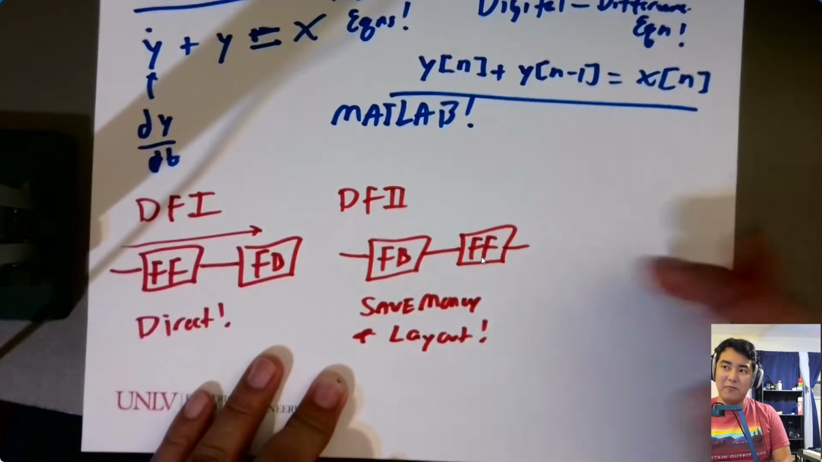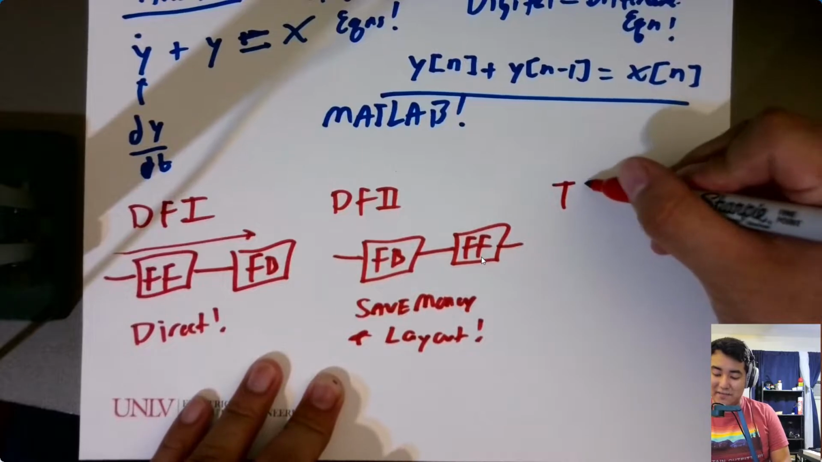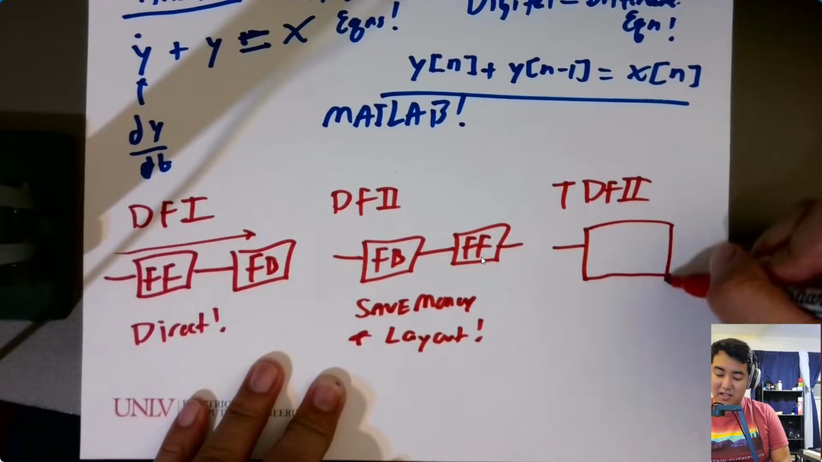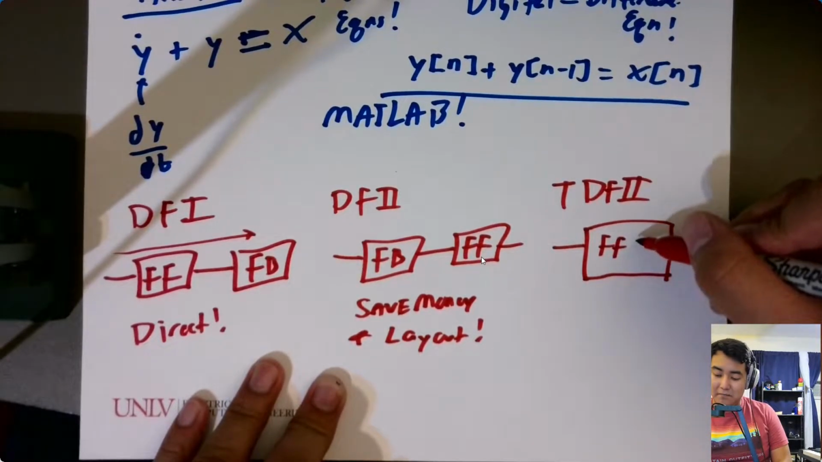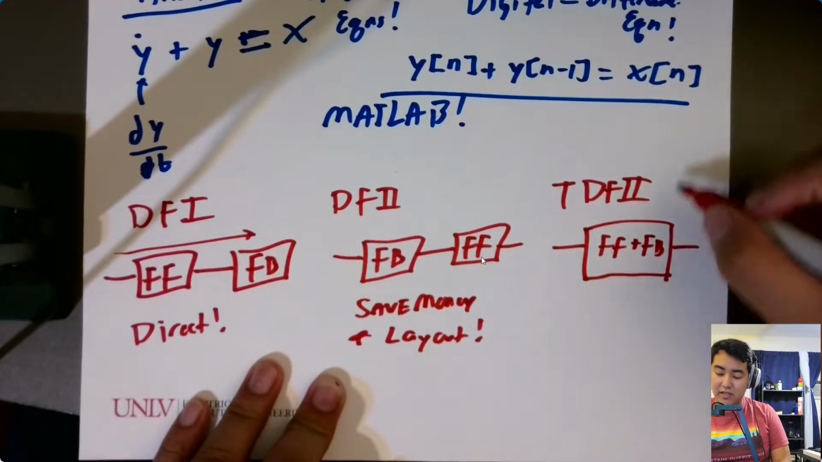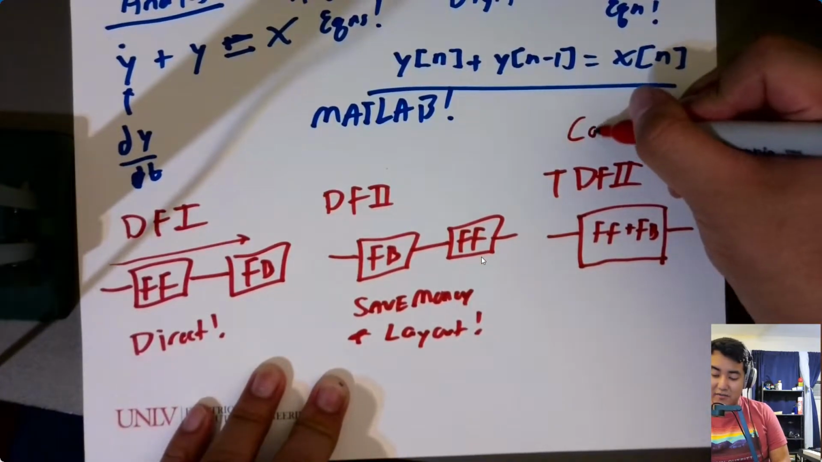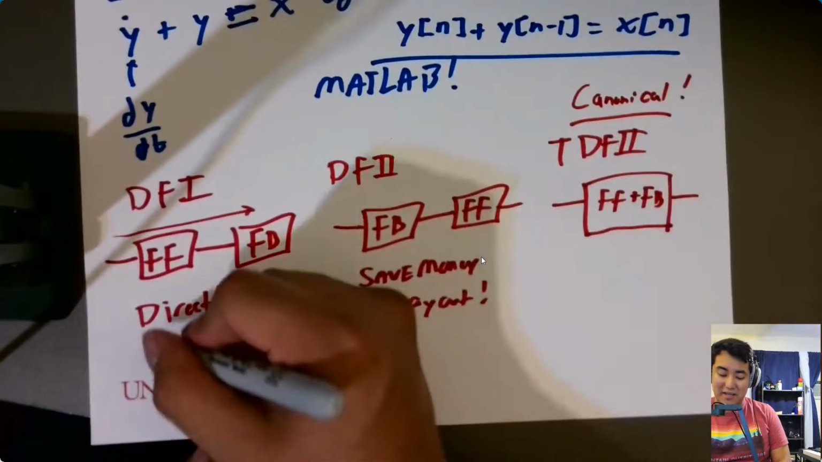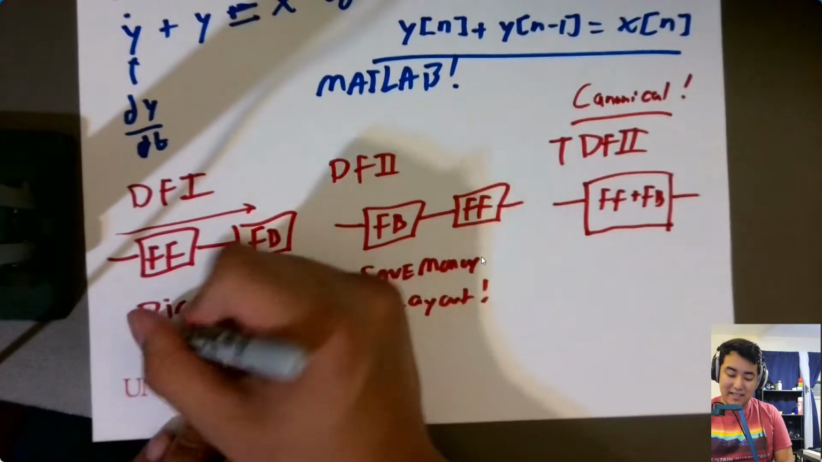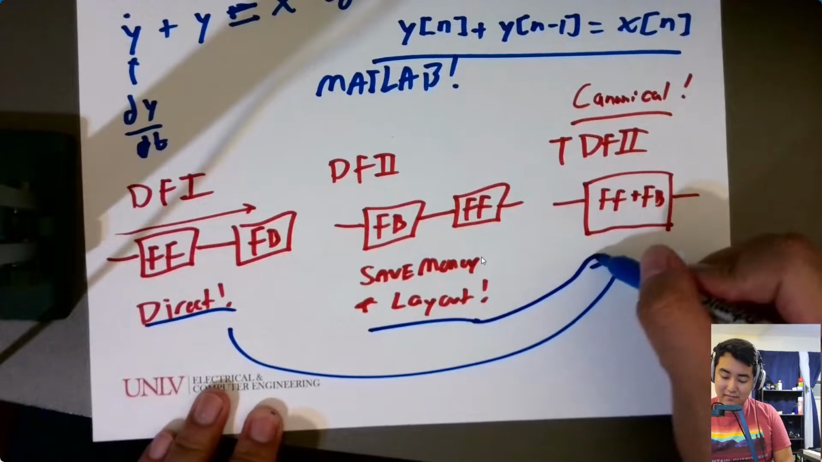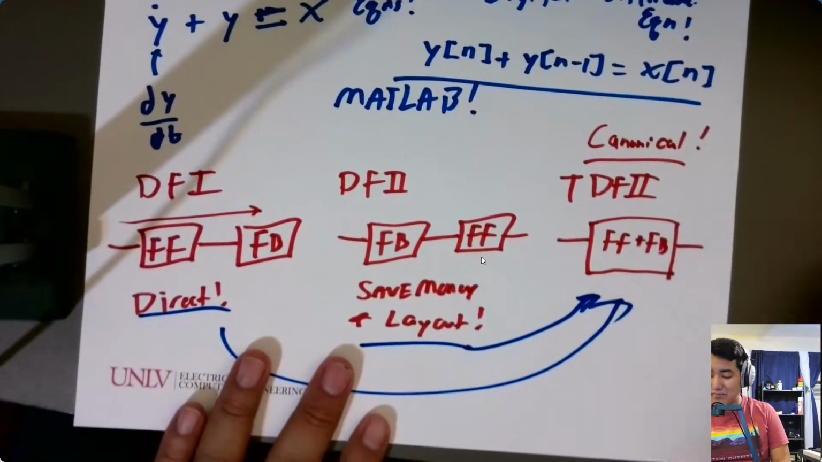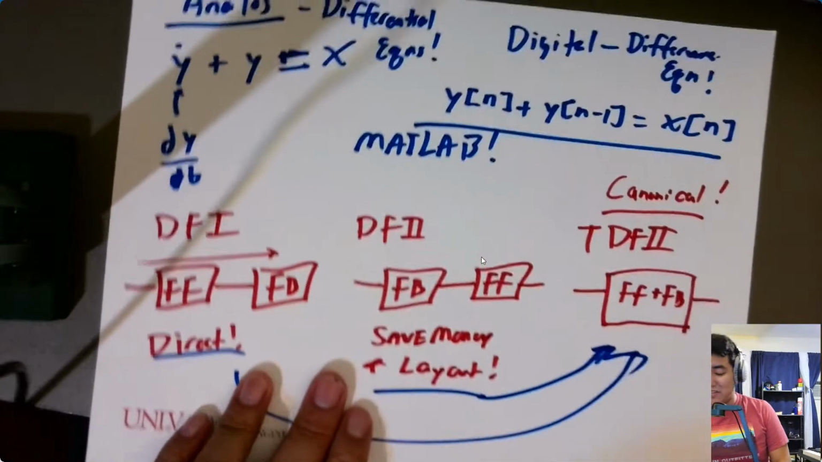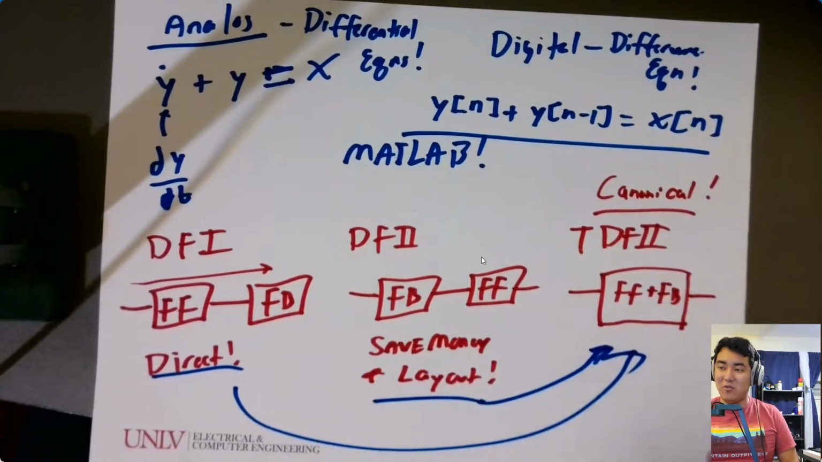Okay, but what if we wanted the best of both worlds? We have the transpose direct form 2, which is some weird block where it has feed forwards and plus feedbacks. It's pretty cool, this is also known as canonical. And this has the best of both worlds of this and this, all in one package. If you wanted to see what these were, just go to the previous video for more information on that.